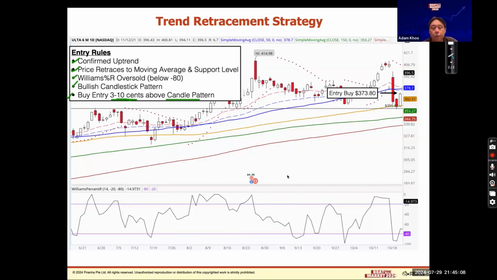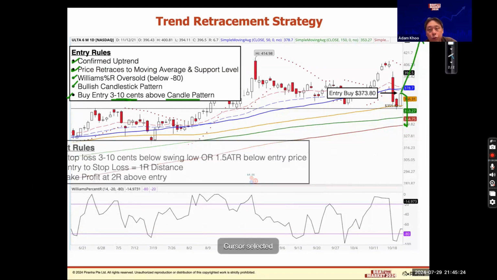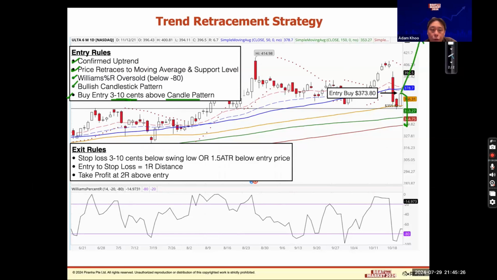Now, in every trade, you must have the exit rules. So again, when I buy, will it always go up? No, no such thing. Could I buy and it drops down? Of course. So I need to have exit rules. So what's my exit rule? My exit rule is I will cut loss 3 to 10 cents below the swing low.